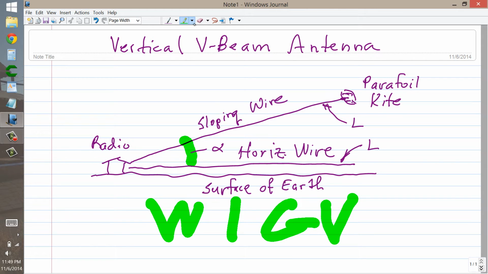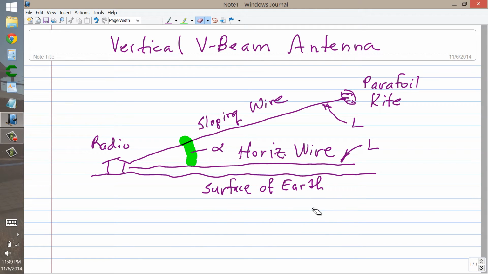Whiskey One, Good Vibrations, here to describe an antenna that you may never have heard of, the vertical V-beam antenna. And you may have never heard of it because it was kind of invented by a friend of mine way back in the spring and summer of 1988, the vertical V-beam antenna.